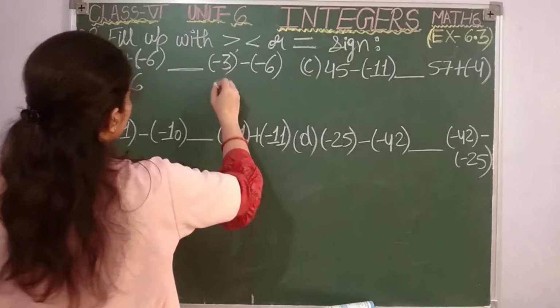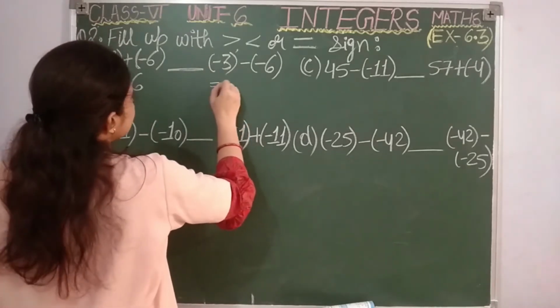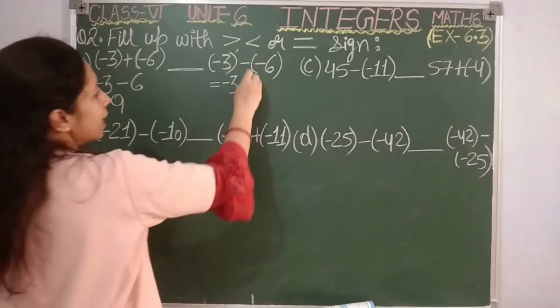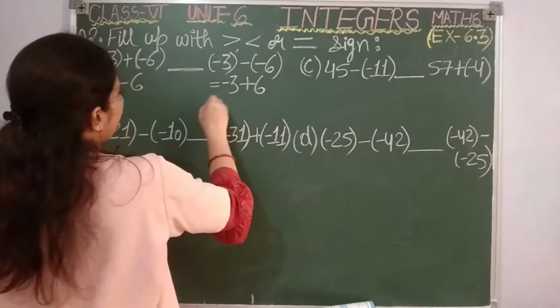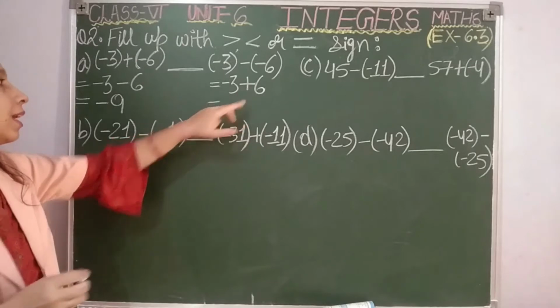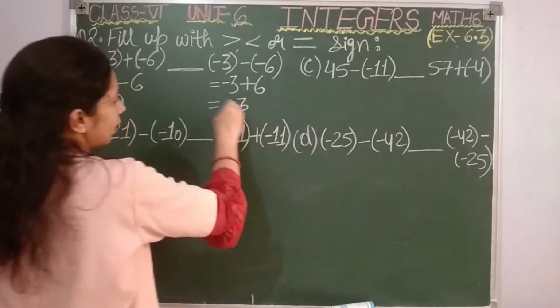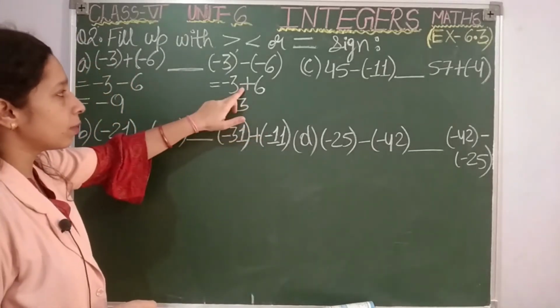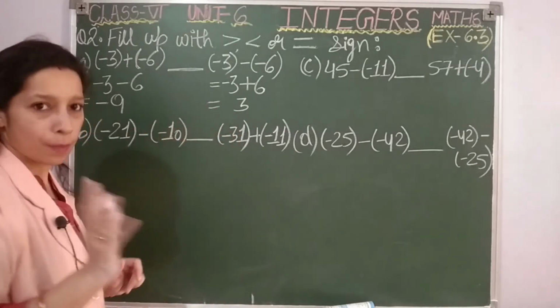Let us solve this side now. So minus 3, then here minus minus plus. Then minus 3 plus 6, minus plus minus, so 6 minus 3 gives 3. 6 is the greater number with positive sign, so 3 will also be a positive integer.